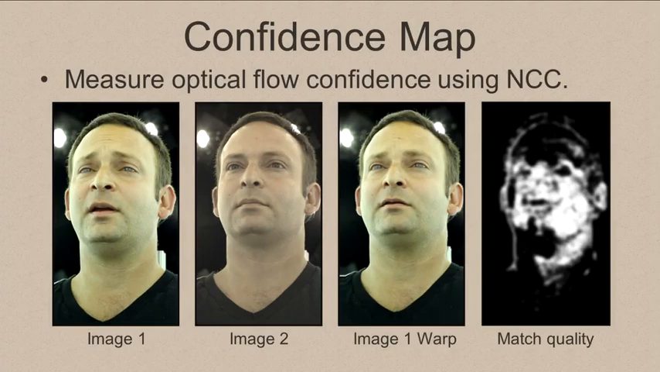On the left, we have a frame from performance video, and next we have an image of one of the static expression scans. This happens to be the neutral scan. And then the third image is what we get using optical flow to match the first image to the second image. And finally, on the far right, we have a match quality, which we compute based on normalized cross-correlation. And we find that the optical flow has succeeded in most of the center of the face and a little bit on the side of the jaw there.